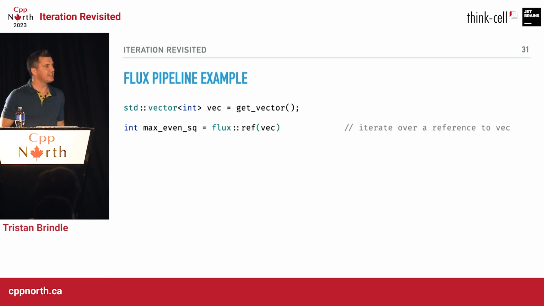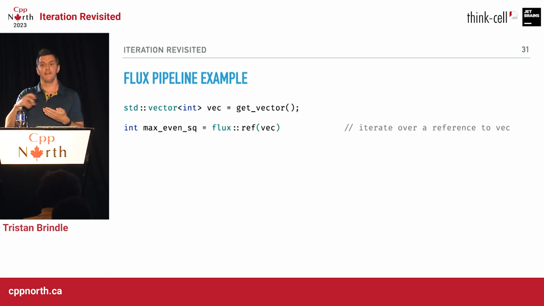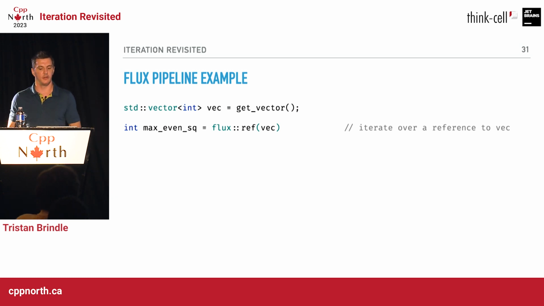Okay, so the first thing that we need to do in Flux is decide how we're going to iterate over our source sequence. So do we want to take a copy of the vector? Do we want to move the vector? Or do we want to iterate over a reference to the vector? Okay, so in this particular case, I've decided I don't want to copy the vector, I don't want to move it, I'm just going to iterate over a reference to the vector.